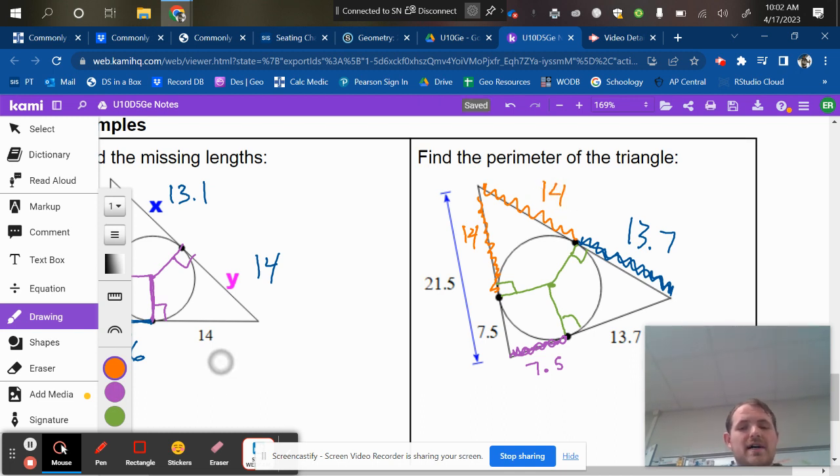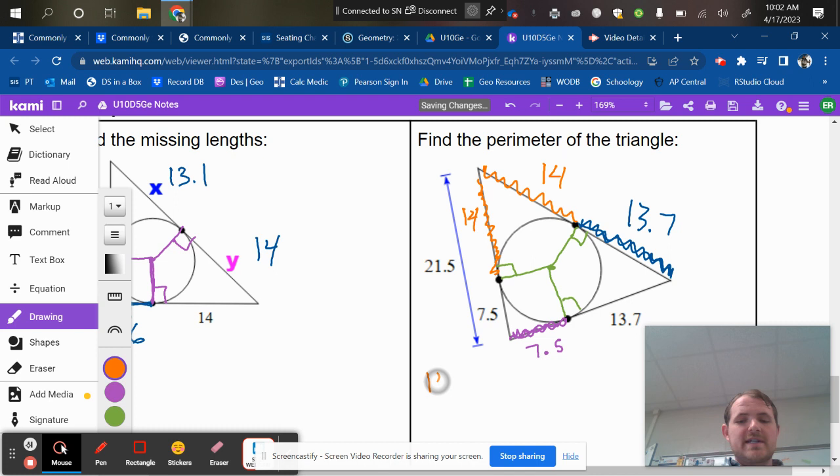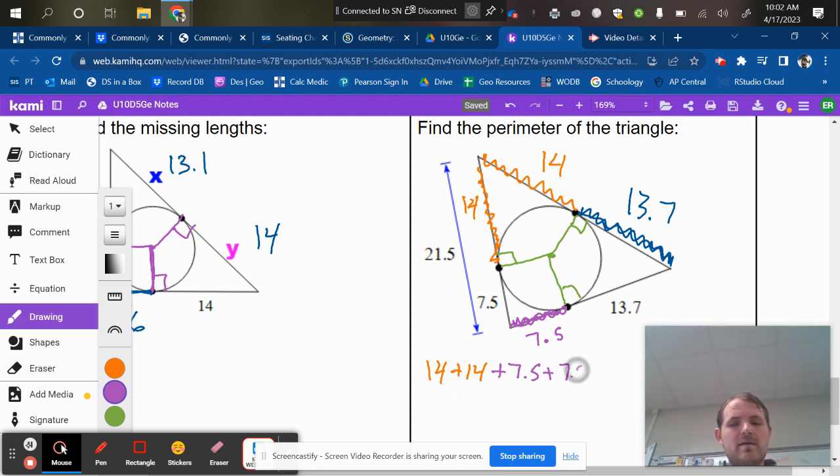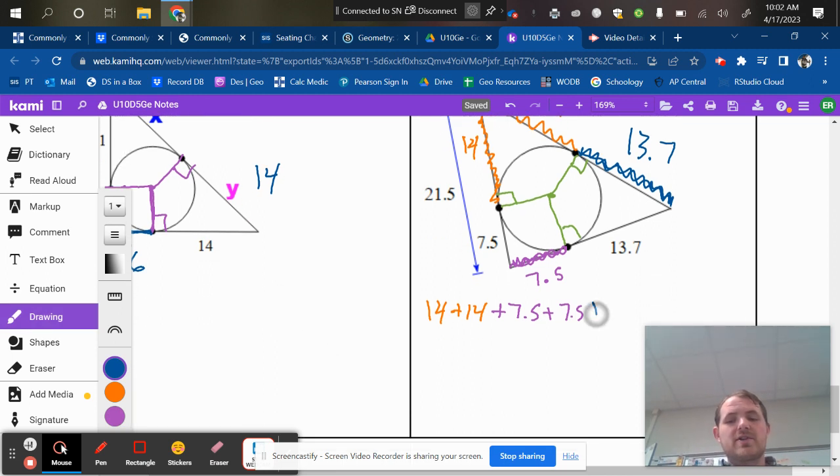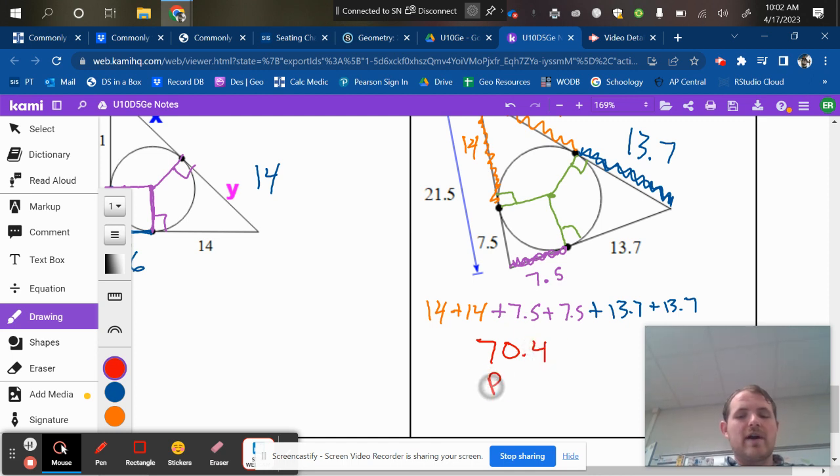So when you add all those up, that's what we're trying to do here. 14 for that perimeter plus 14 plus 7.5 plus 7.5, and then 13.7 and 13.7. Adding all those, 70.4 as your perimeter.